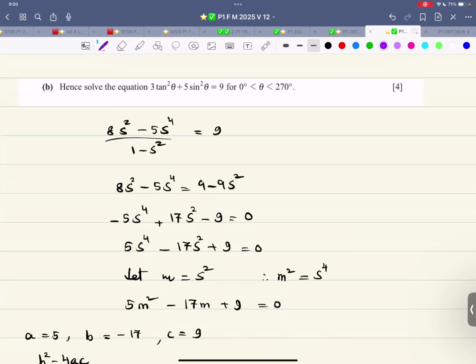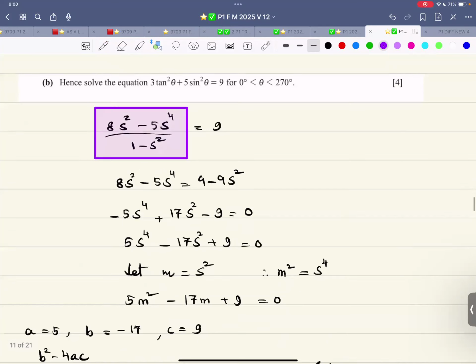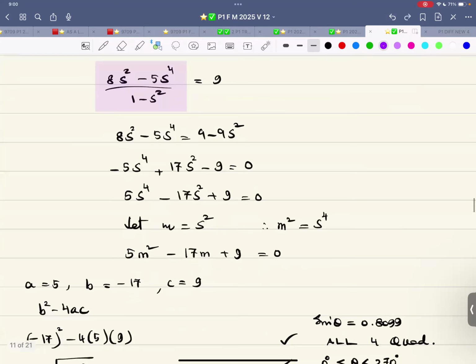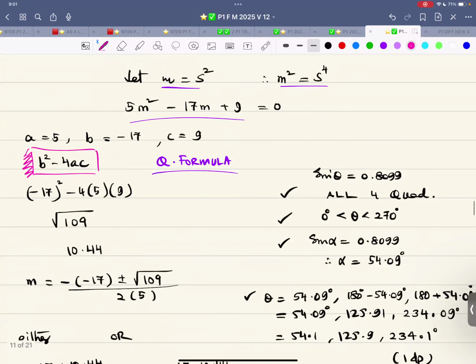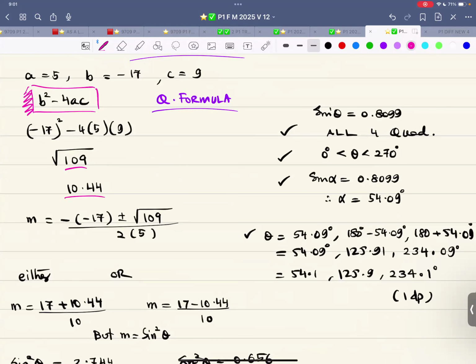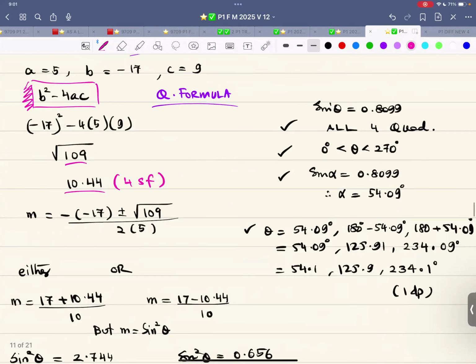Hence, solve this equation. So this is what you have proven so far. Equate it to 9 and then solve. So now what are you getting? You are getting a disguised quadratic equation. Let m equal sine squared, m squared is s to the power 4. You have this thing. This time it's not factorizable. So you have to use the quadratic formula. Now you can plug in everything in the calculator, simplify. My habit is to evaluate b squared minus 4ac first. I get root 109, I got 10.44. This is working to 4 significant figures.